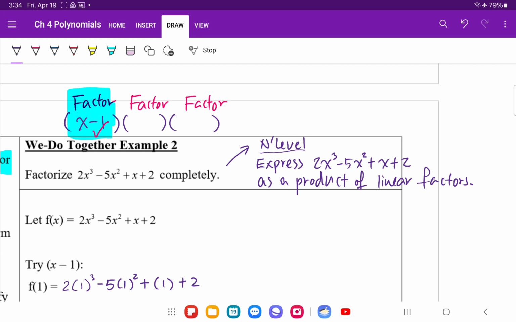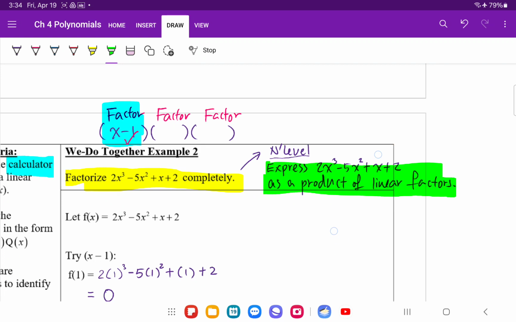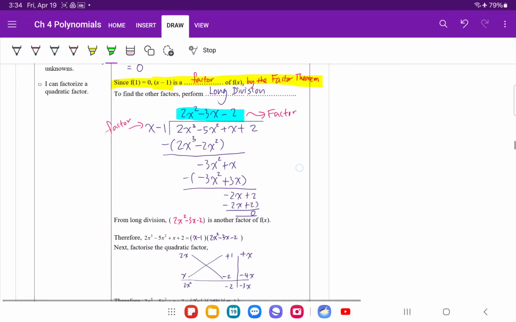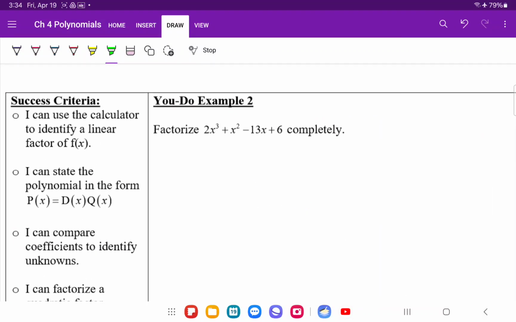So do take note, there are two ways of asking the question. It's either the one in yellow or the one in green, but they are asking for the same thing. So when you do the 10-year series later on, when I give you the book, please recognize that these are actually asking for the same exact thing, but asked slightly differently. Okay, with that, I will give you some time now to work on the You Do example 2. When you're ready, check the answer.